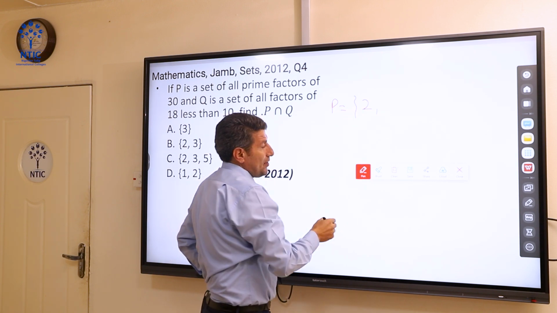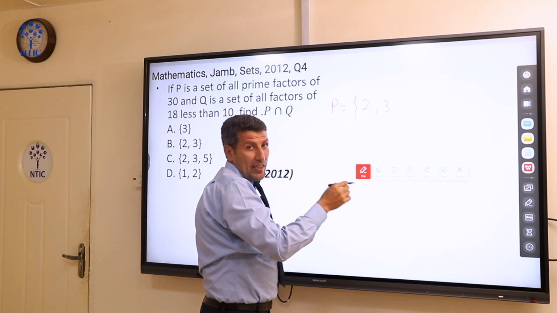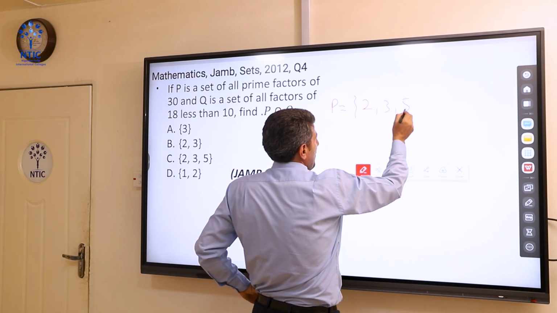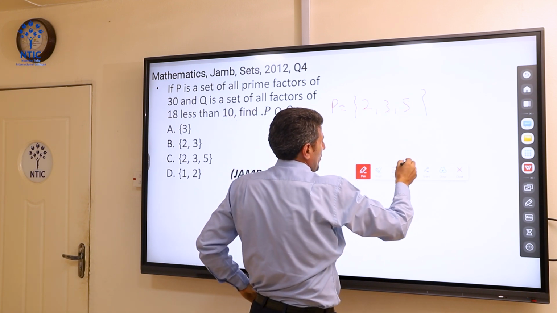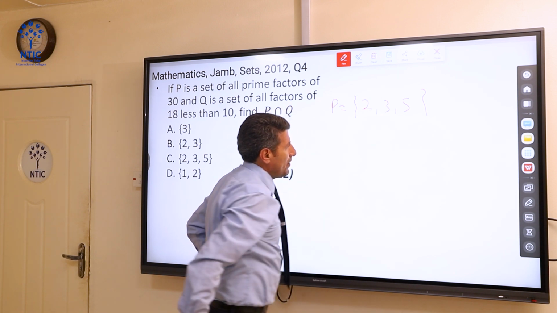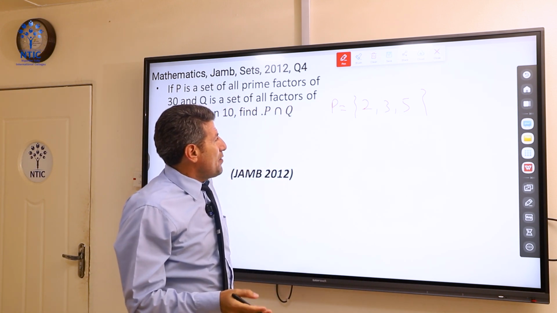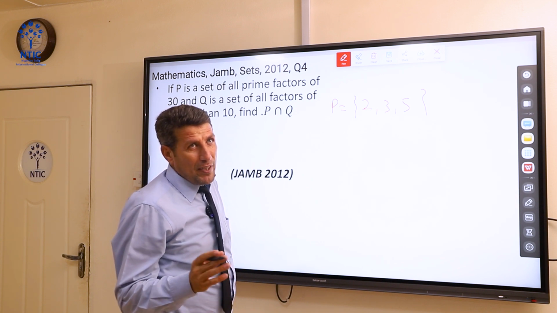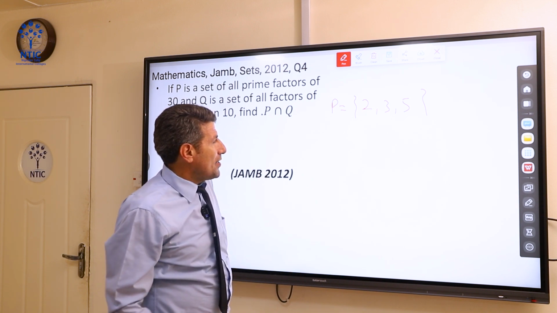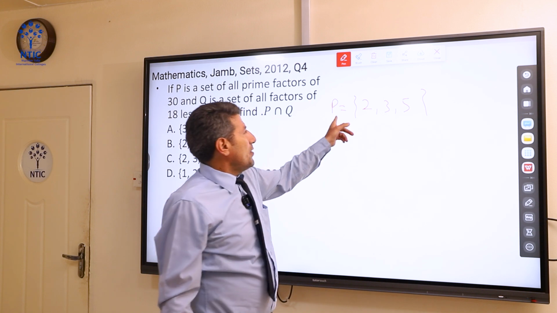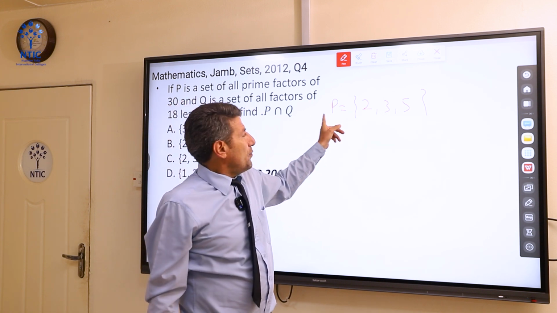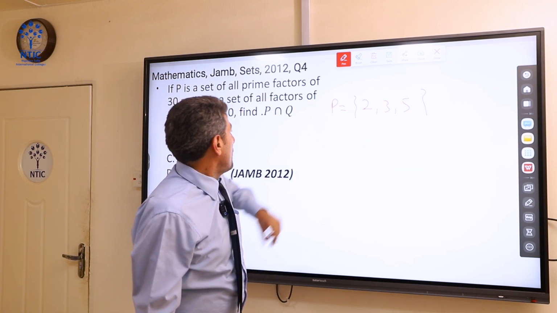2 can divide 30. 3 again can divide 30. 5 can divide 30. They are all prime numbers. Any other prime number that can divide 30, you can check. They cannot divide. We have 7, we have 11, we have 13. None of them can divide 30. So set P is made of these elements: 2, 3, and 5.